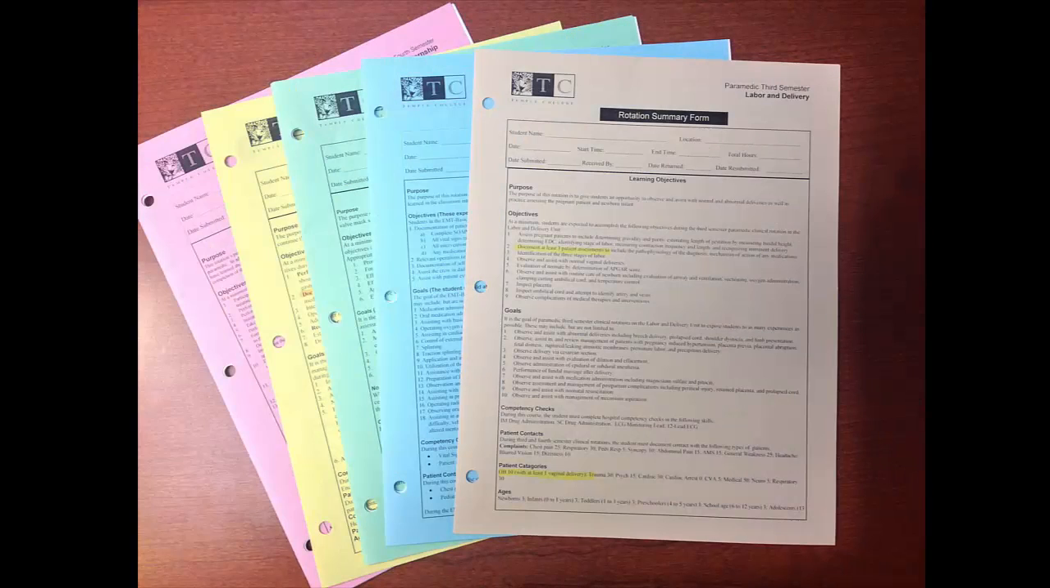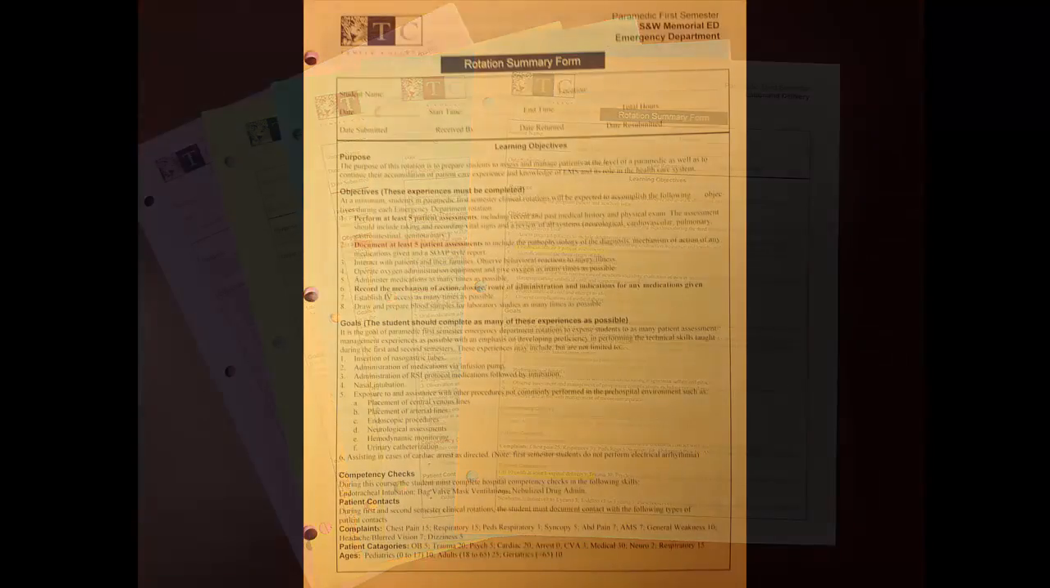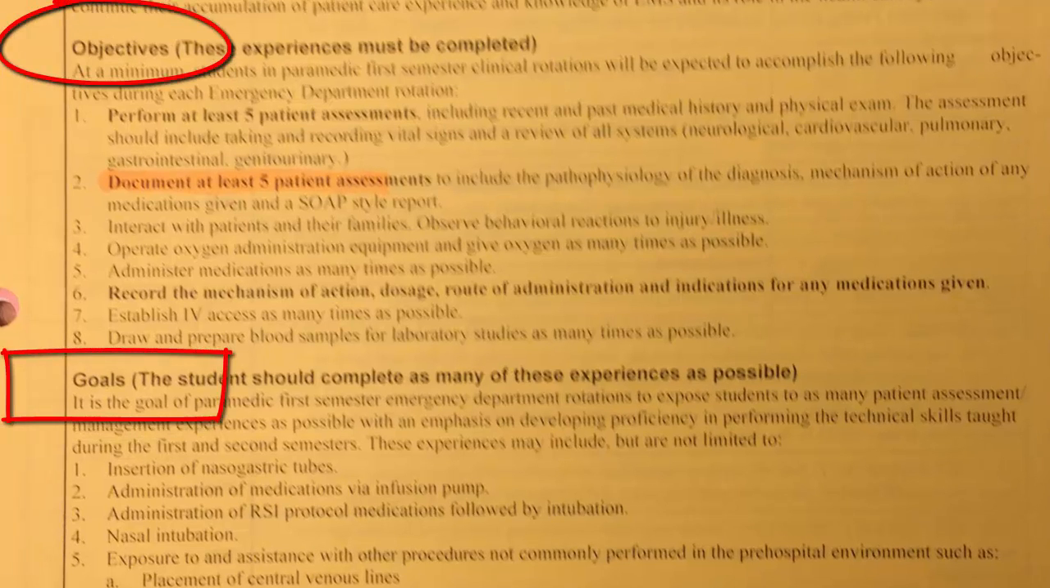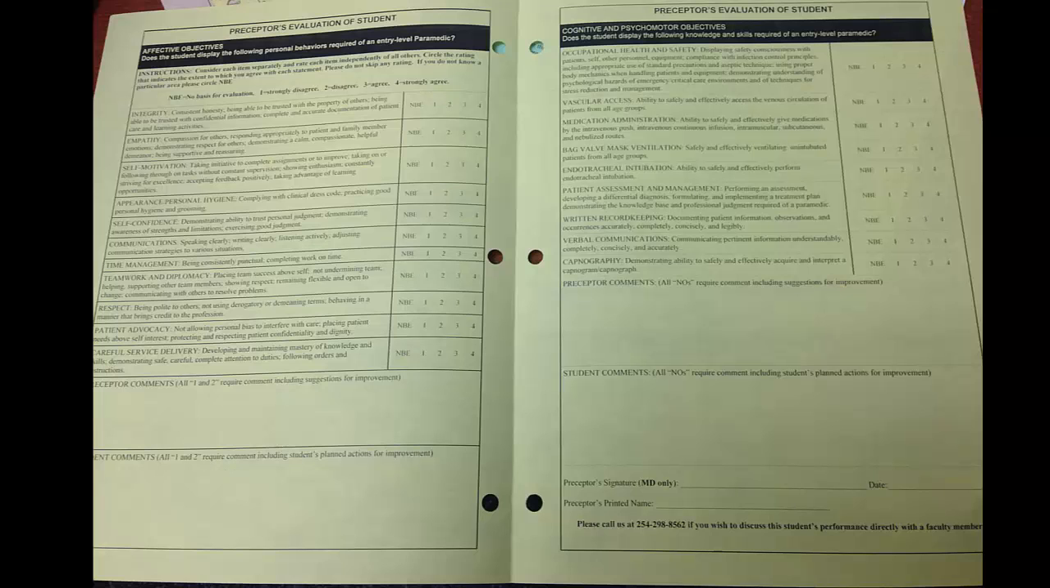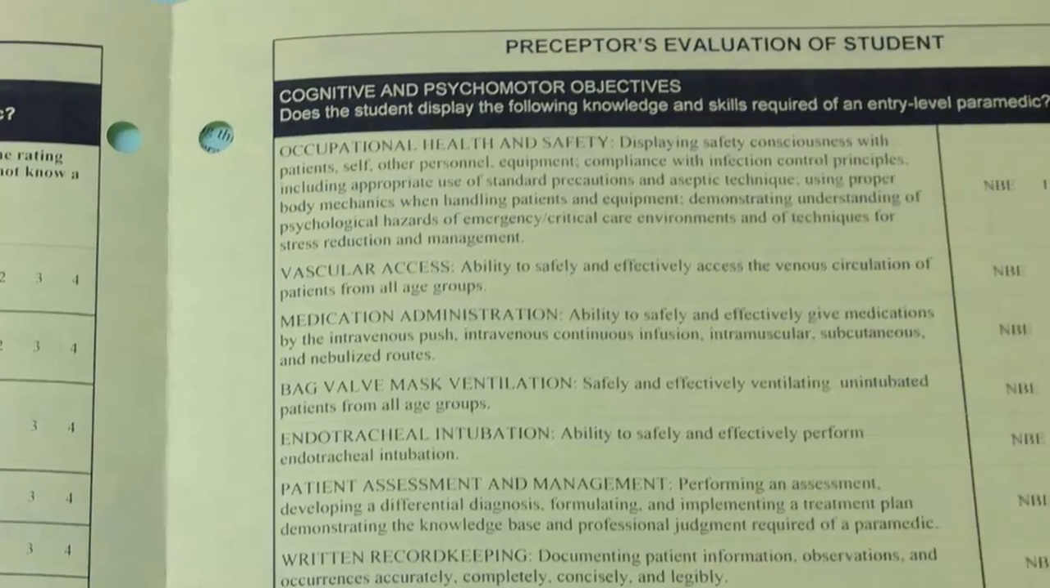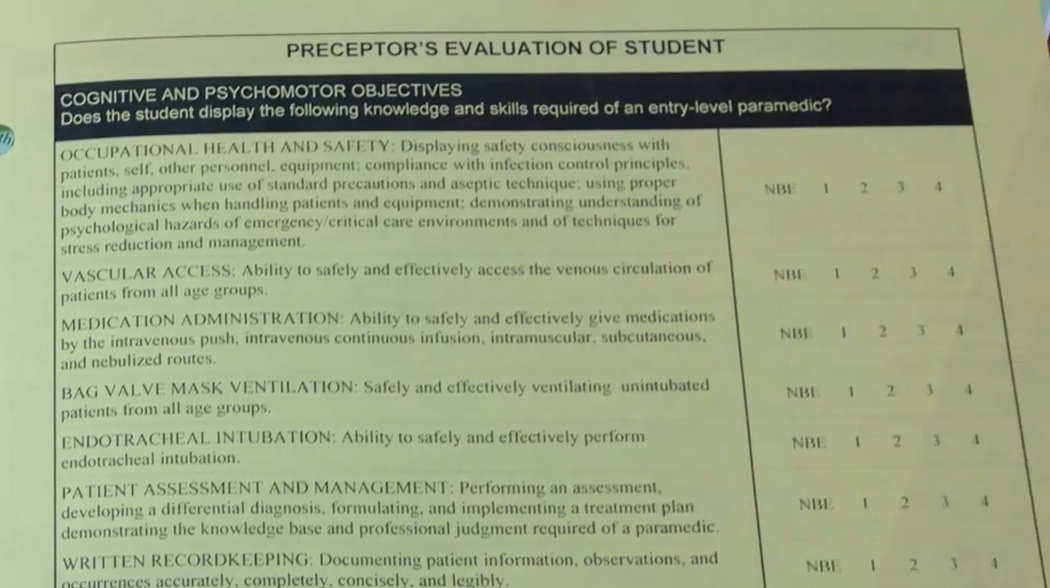Each student will be sent to your clinical site with a paper evaluation form. The color of the form varies depending on which semester the student is studying. The front page of the form includes the student's goals and objectives for the rotation. When you open the paper, the inside pages include 2 evaluations for you to complete, a behavioral or affective evaluation, as well as a cognitive and psychomotor evaluation.